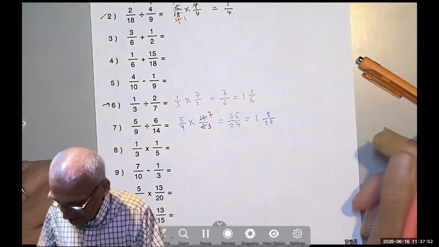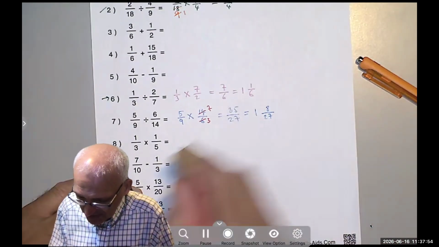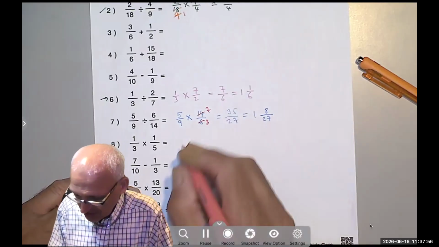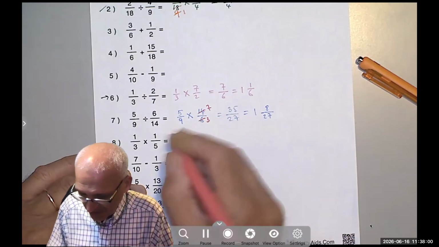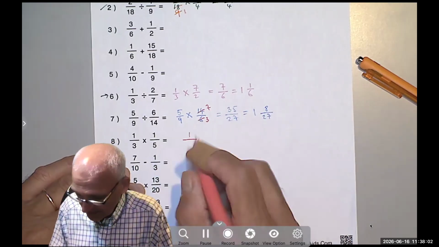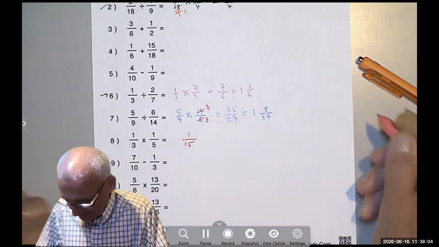What else do we need? Next one is so easy. It's a multiplication. You don't need to simplify anything because the numerator is 1. 1 times 1 is 1. The denominator is 3 times 5, which is 15.